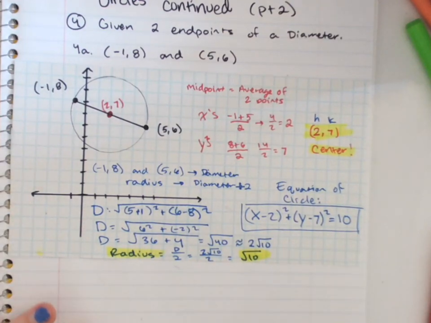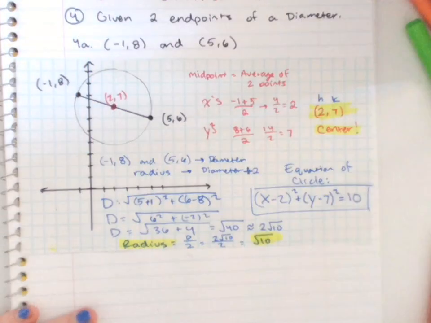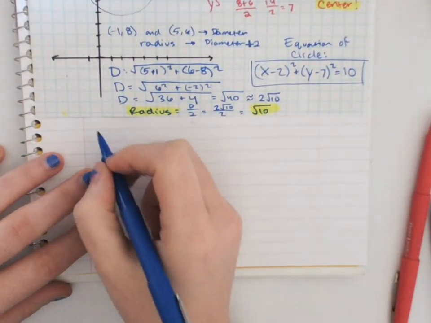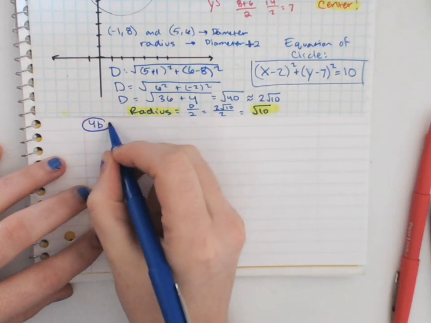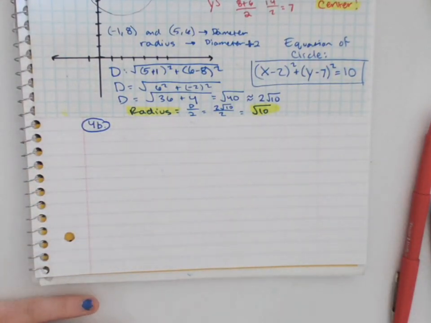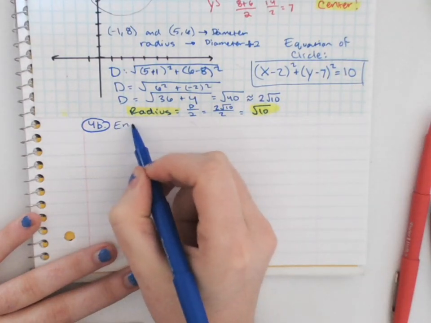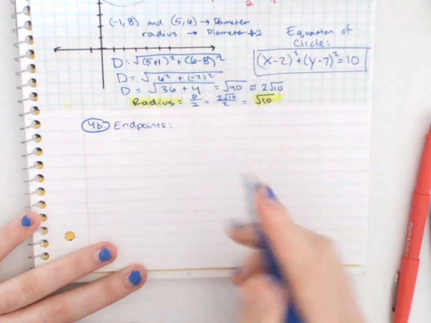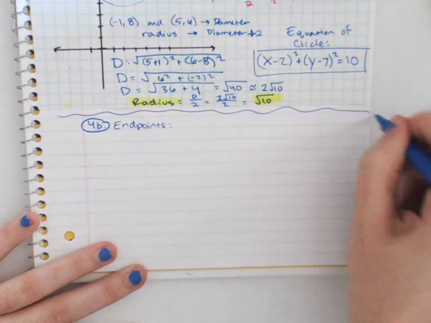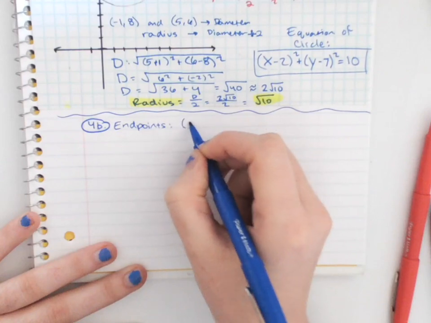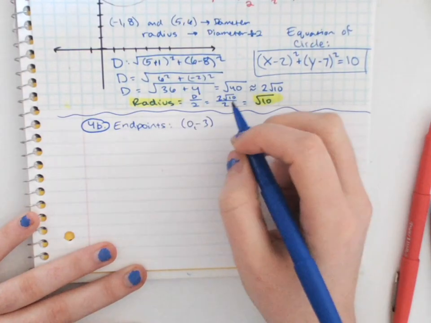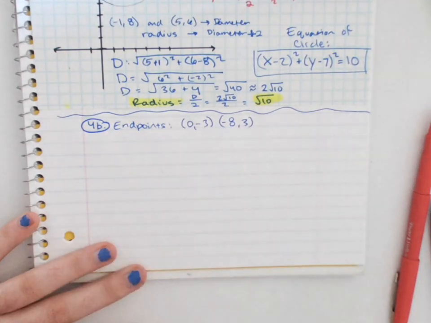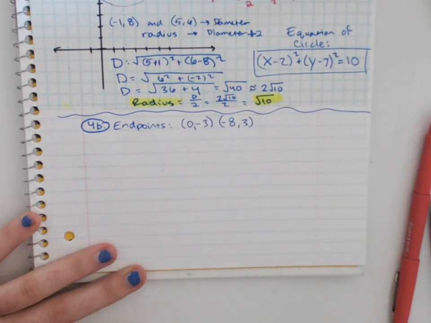Okay, so let's do one more. We don't need to graph it. We'll just start using all of our math skills. So this is going to be 4e. Suppose we have endpoints (0, -3) and (-8, 3). So these are two coordinates on the outsides of a circle.